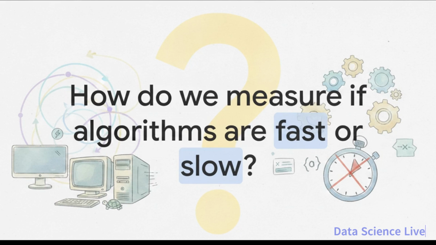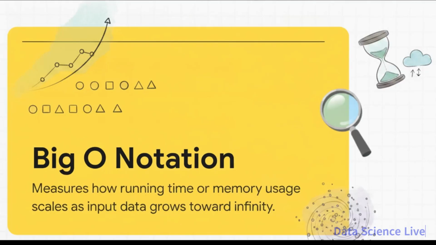This brings up an important question. How do data scientists actually measure if an algorithm is fast or slow? They do not use a physical stopwatch because hardware varies too much. A fast, modern computer will always run inefficient code faster than an old machine. Instead, the objective standard is Big O Notation. This is a mathematical concept that measures exactly how running time or memory usage scales as the volume of input data grows toward infinity.